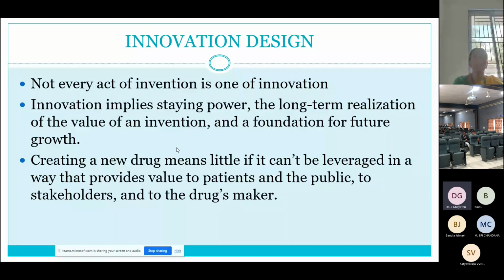Creating a new drug means it must be leveraged in a way that provides value to the patients, the public, the stakeholders and the drug makers. So when you are creating a drug, it should give the complete solution, and it should be sustainable in the market also. It should provide value to the patients and the public and also to the stakeholders. So that will become a good innovation design.